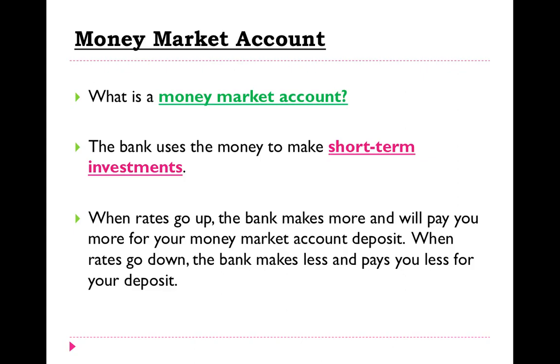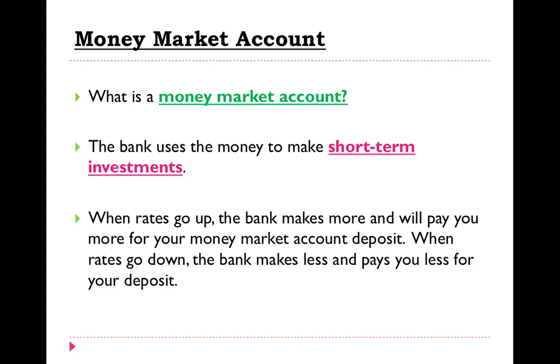A money market account is a deposit for which the interest rate changes over time. The bank uses the money to make short-term investments. As interest rates in the economy change, the income the bank can earn on its investments also changes. When rates go up, the bank makes more and will pay you more for your money market account deposit. When rates go down, the bank makes less and pays you less for your deposit.